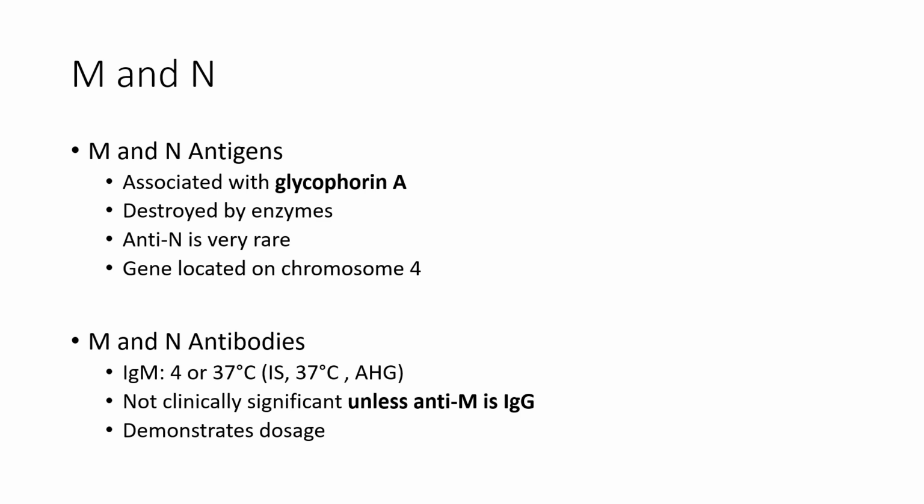They're not usually clinically significant unless a portion of the anti-M antibody is IgG. Then it would be clinically significant because it could cause hemolytic transfusion reactions or hemolytic disease of the fetus and newborn. M and N antibodies typically demonstrate dosage.